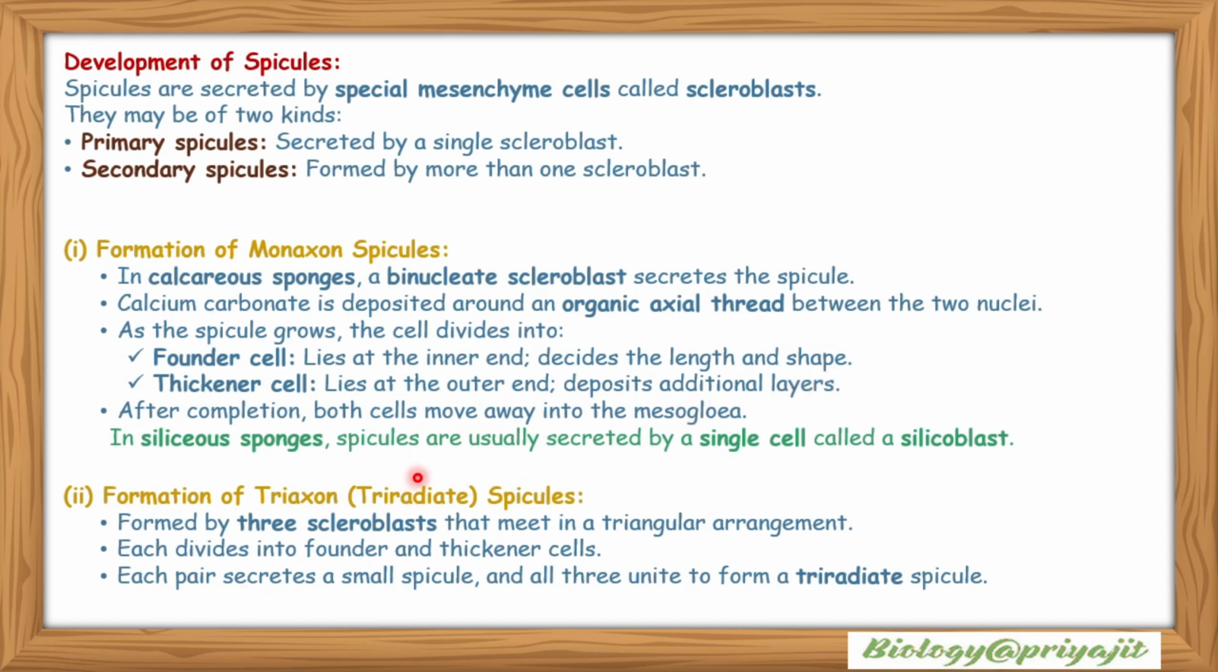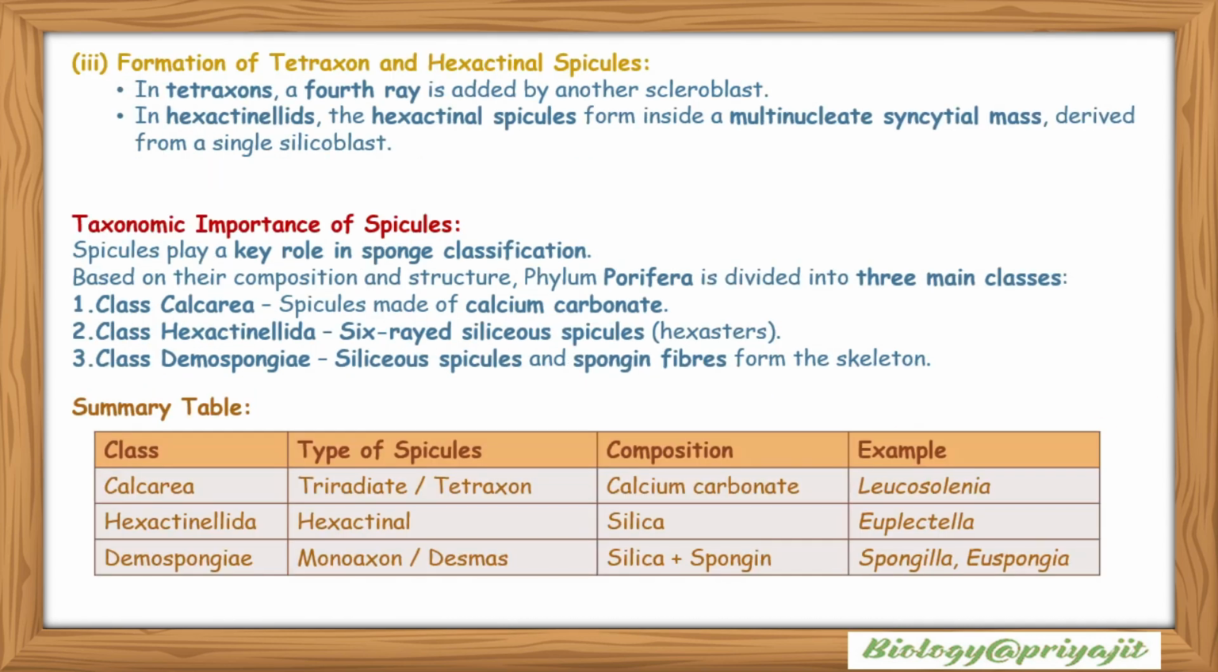In siliceous sponges, spicules are usually secreted by a single cell called a silicoblast. Formation of triaxon or triradiate spicules. They are formed by three scleroblasts that meet in a triangular arrangement. Each divides into a founder and thickener cell. Each pair secretes a small spicule, and all three unite to form a triradiate spicule. Formation of tetraxon and hexactinal spicules. In the tetraxons, a fourth ray is added by another scleroblast. In hexactinals, the spicules form inside a multinucleate syncytial mass, which is derived from a single silicoblast.